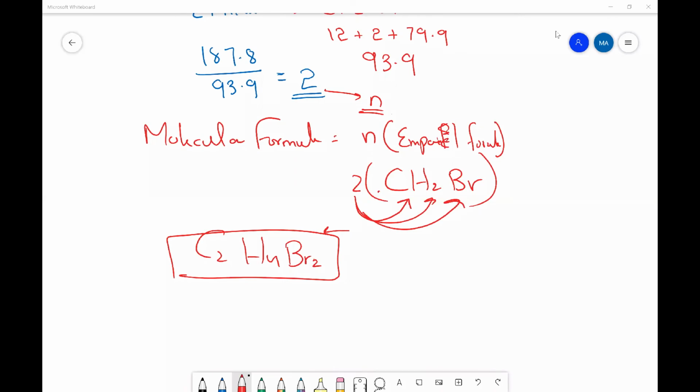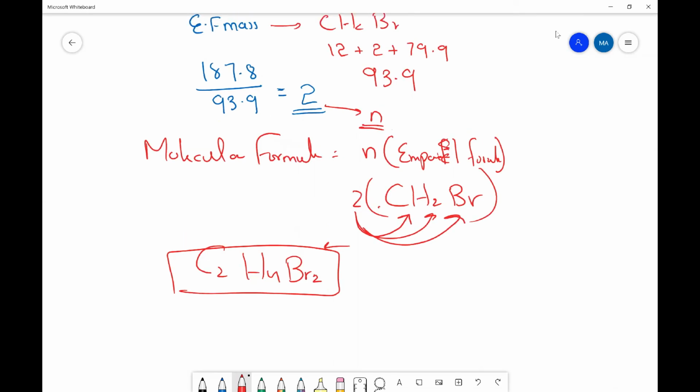Yes. Okay, so I was saying this answer that you got was for n. Molecular formula is n times the empirical formula. Let's say the empirical formula was CH2Br, so you're going to multiply this entire formula by 2. The 2 will get applied to this carbon, this hydrogen, and this bromine separately, and your molecular formula will be C2H4Br2. All right.